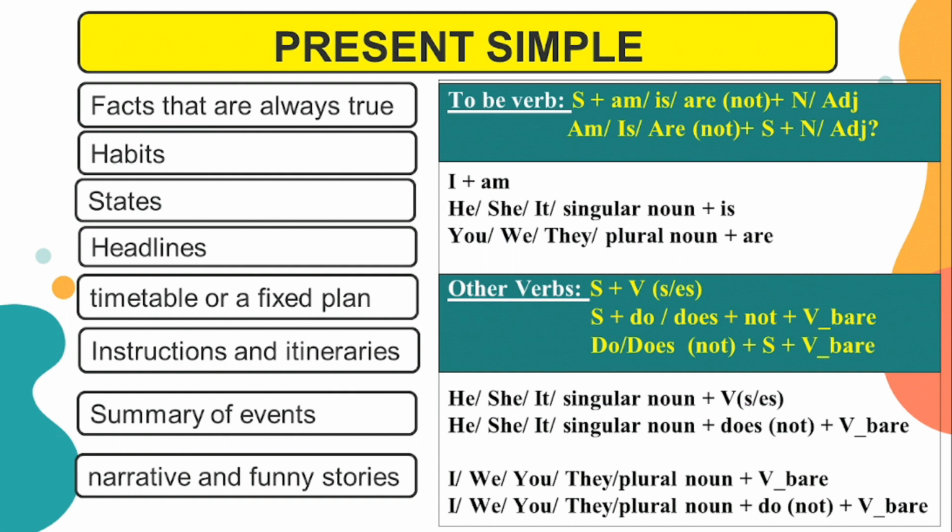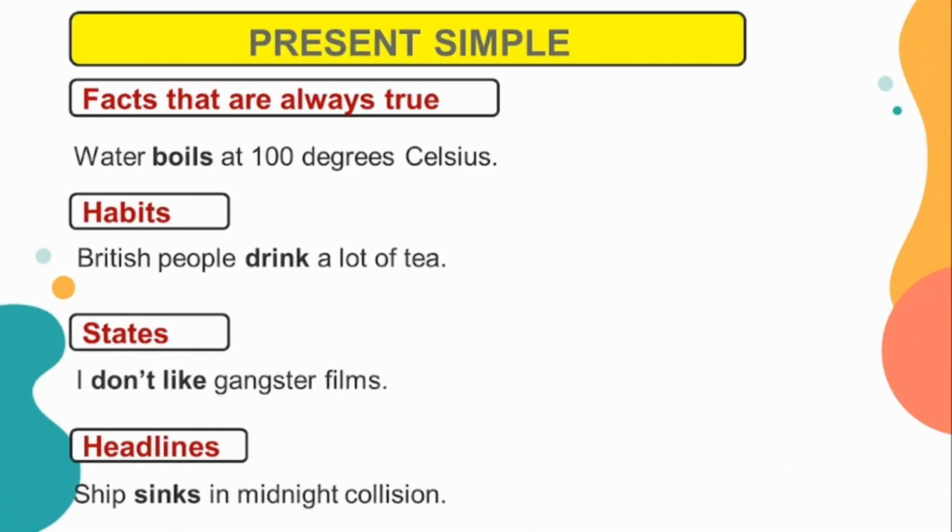Now, the usage. Facts that are always true: water boils at 100 degrees Celsius. It is always true. Describing habits: British people drink a lot of tea. Drinking a lot of tea is the habit of British people.